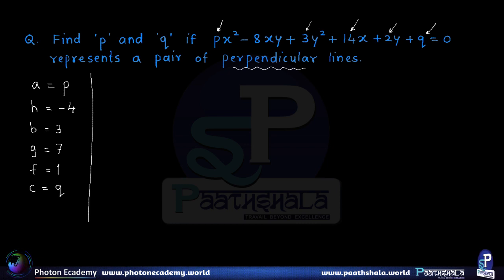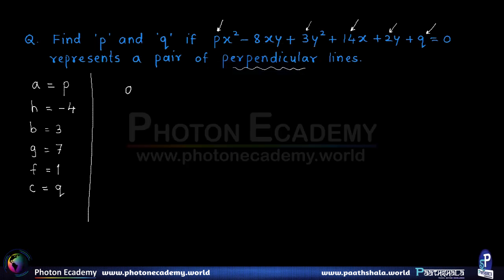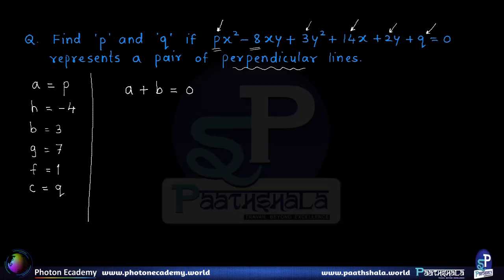Now first of all we have to use another condition, that is we are given that the lines are perpendicular, right? And we know the condition for perpendicular lines is that a plus b must be equal to 0. And we have seen that the formula for finding out the angle does not depend on whether it is a pair of lines through origin or any general pair, because it only depends on the first three coefficients. Okay? So the value of a is p and b is nothing but 3, p plus 3 equal to 0. So that gives us p equal to minus 3.